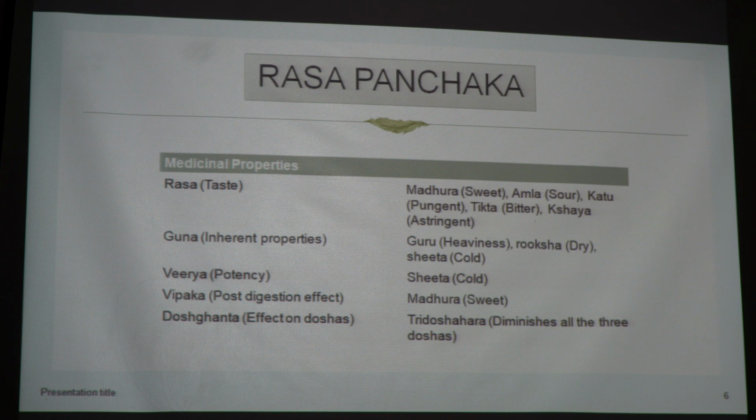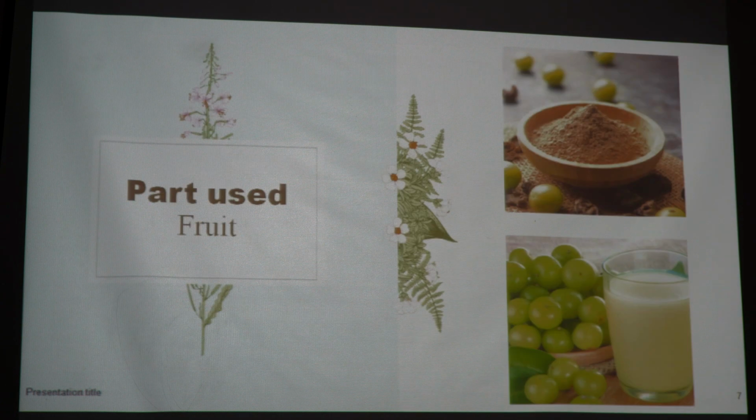Its qualities are guru, ruksh, heaviness, dry, and sheath. Its potency is sheath, cold. Vipak of amla is sweet. It acts on all the 3 doshas. Its part used is fruit. This is the powder of its fruit and second image of its juice.